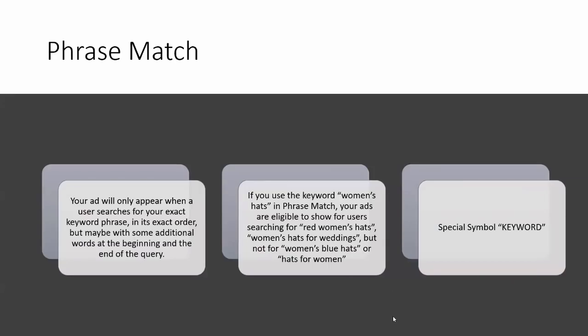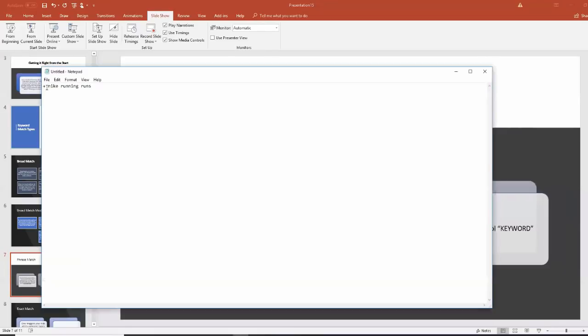However, what we do want to do is use two others. The first one is what's called phrase match. Your ad will only appear when a user searches for your exact key phrase in its exact order, but maybe with some additional words at the beginning and the end of the query. So if we come back to here, let's take this. What we would do is place that keyword into our ad group in parentheses. So what does that mean? Somebody just types in Nike running shoes, no problem, your ad's going to show.